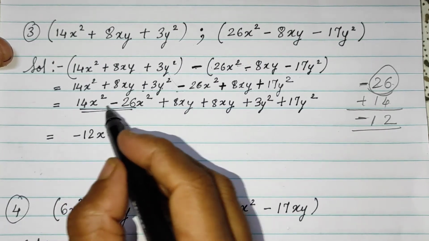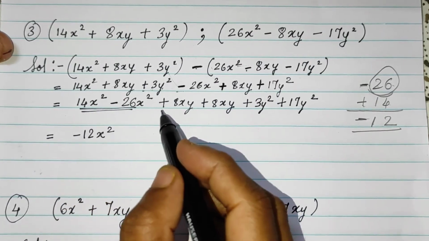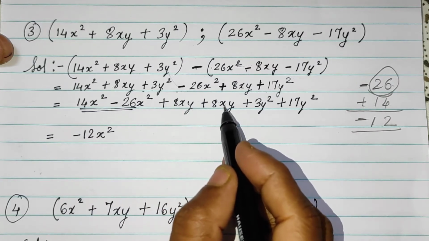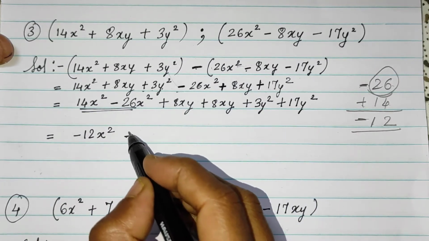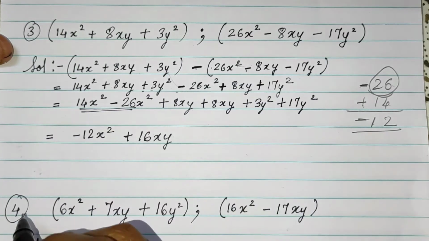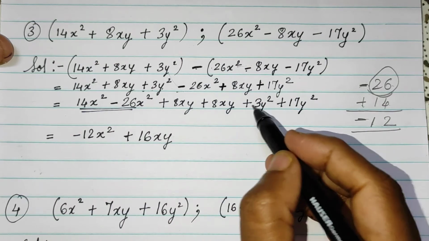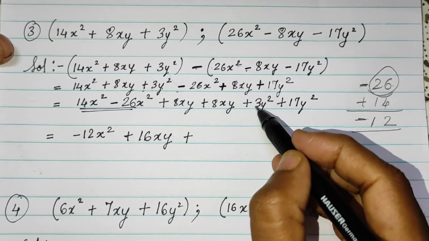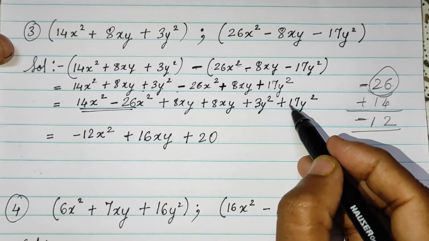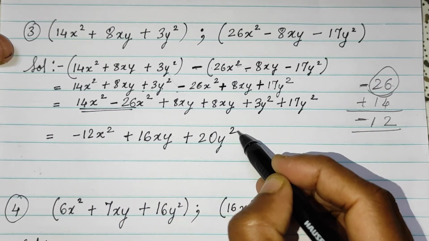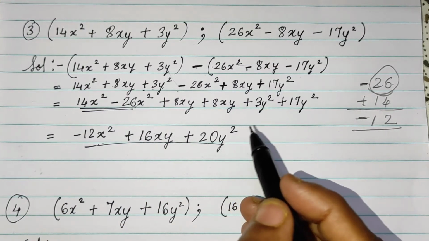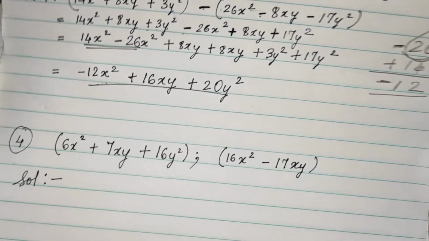The variable will be as it is. The alphabet which is given will be exactly the same. Now plus 8xy, 8 plus 8, 16, and xy will be as it is. Then plus you have 3 and 17, 20. 3 plus 17, 20y square. This is your answer. Let's see our fourth sum.